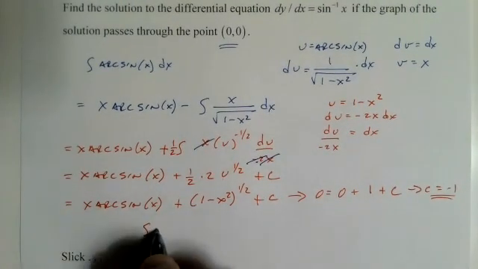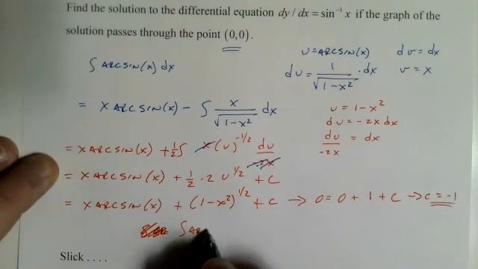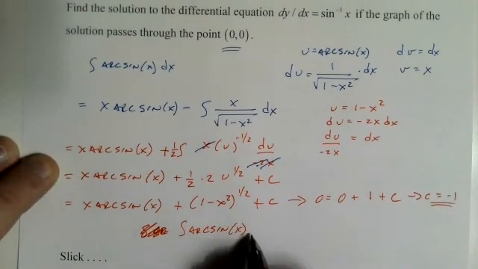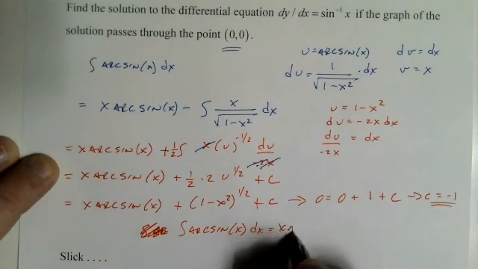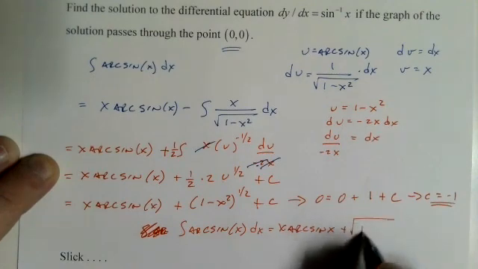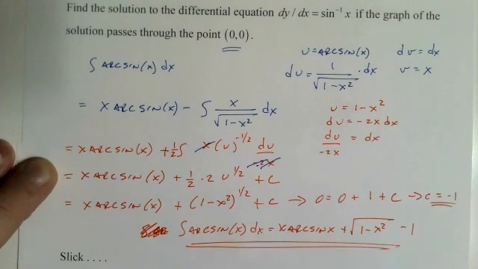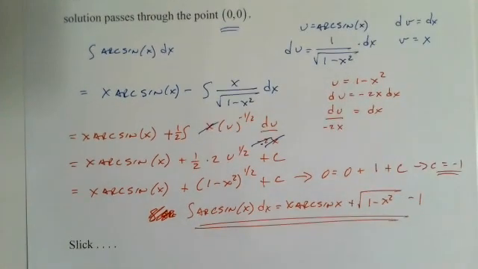Integral arc sine of x dx equals x arc sine of x plus square root of 1 minus x squared minus 1. Double check. That's y, of course. 0 plus 1 minus 1 is 0. That's pretty slick. Why bother showing you that? That's just me going off the reservation.